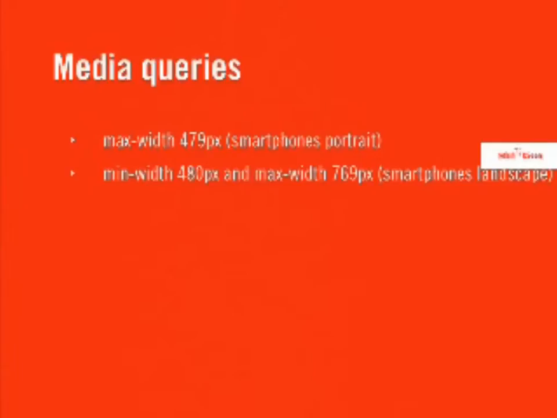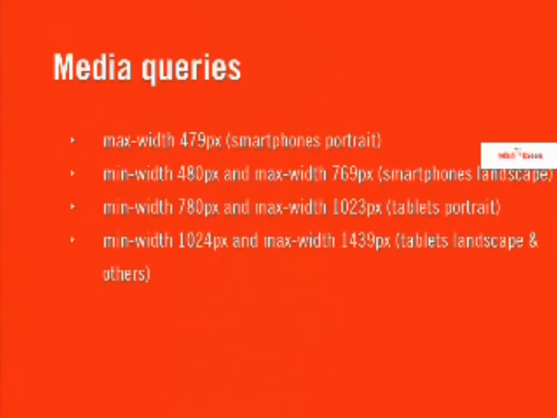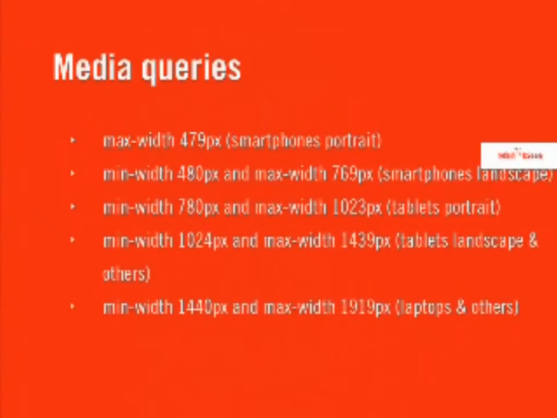Notice I used before only the max width media queries. In these more advanced ones, if you want to scope just some specific screen sizes, you can set a min width and a max width as well. So just scope everything in between and you won't have the inheritance. So the first one, max width 479 pixels. I could add a min width 0, but that would be kind of useless, so I just left it out. Then we have the smartphone's landscape again, the tablet's portrait mode, tablet's landscape and others, laptops and others.